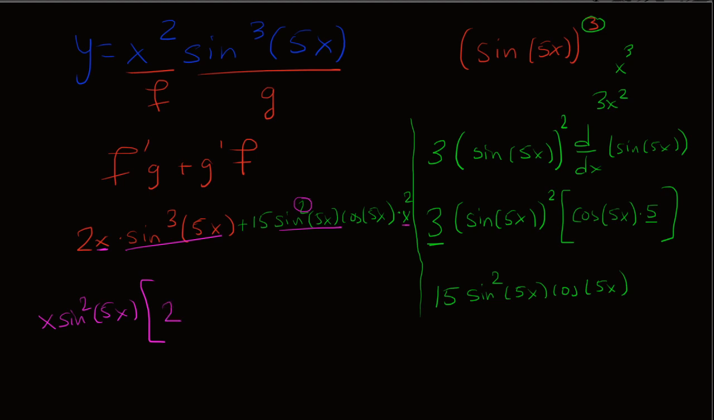So we have 2 in the first term remaining plus, now we have, actually, we have also the sine 5x. Because we pull out a 2, we have sine cubed, so we need another sine, plus 15. Sine squared is taken care of. We want cosine 5x. And then we also need an x. And that's our derivative.